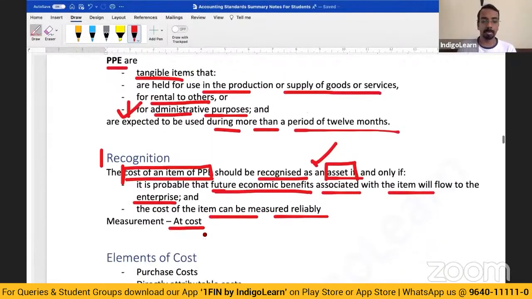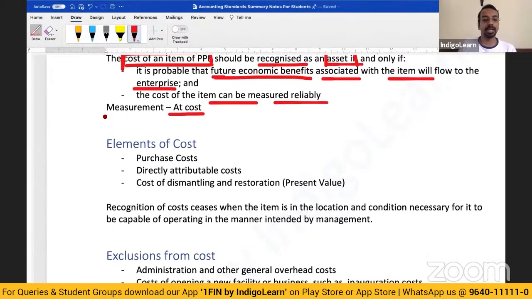Okay. Then initially always measured at cost. Now what are the elements of cost? Purchase costs. Purchase cost means what is the amount that you have paid to purchase that item. Again, here you will apply the similar principle that you have applied in inventory. If there are any refundable duties and taxes, you will not include. If there are any non-refundable duties and taxes, you will include.